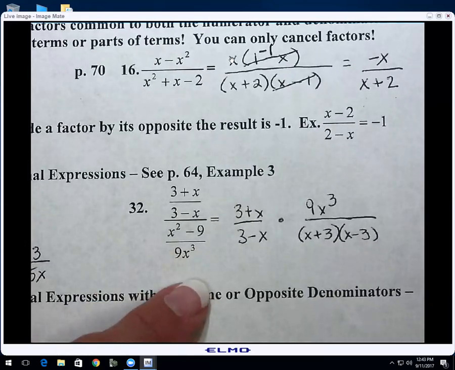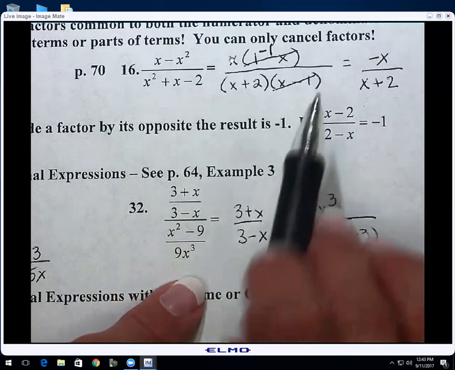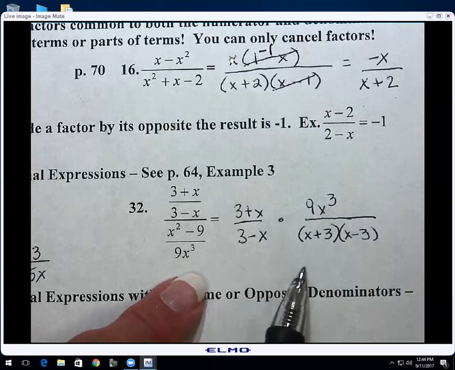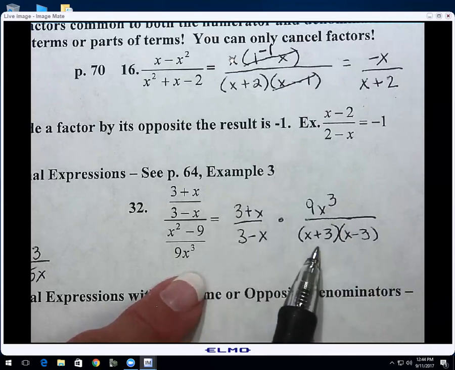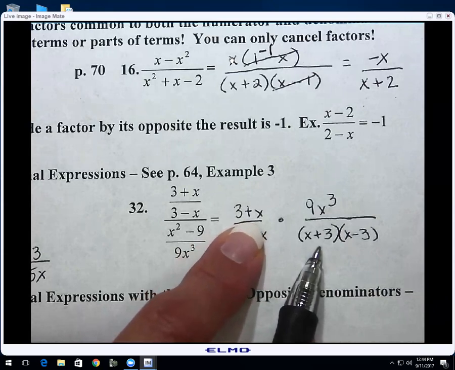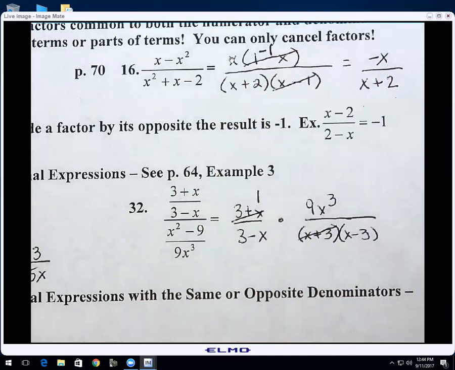All right, so what do we have that we can cancel? Is 3 plus x the same thing as x plus 3, or is it like here, we're going to have to leave a negative 1? Are they the same or opposites? Opposites. 3 plus x and x plus 3, those are the same because it doesn't matter in what order you add numbers. 3 plus 7 is the same as 7 plus 3. So when you cancel those, you're just leaving a positive 1.